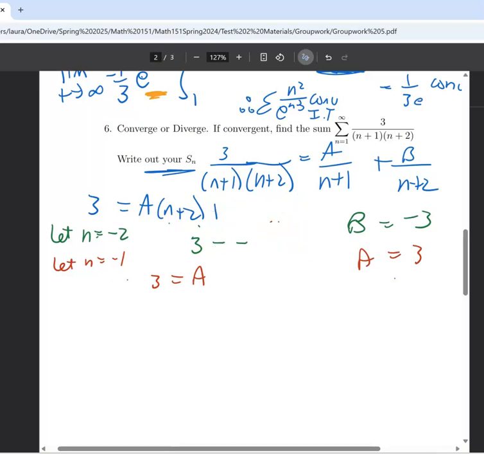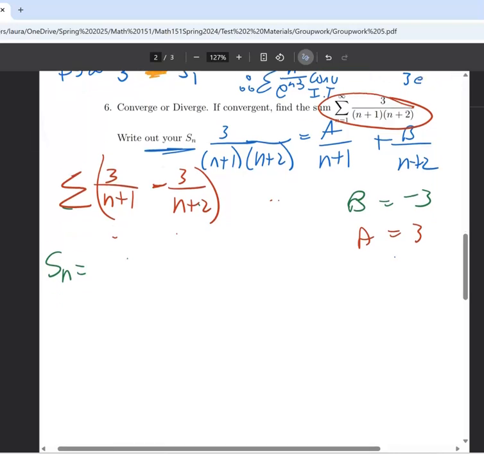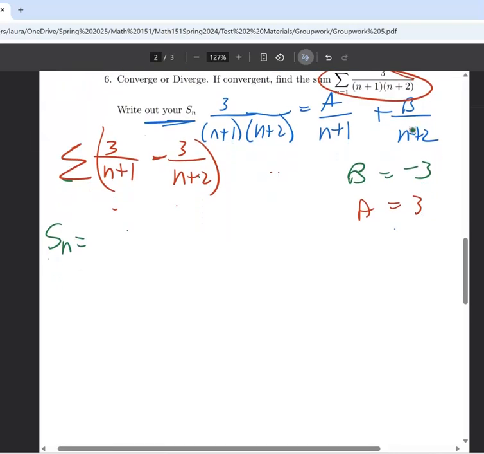Okay, so now let's make sure we put them in the right places. And again, I'm rewriting the sum, right? So this sum turns into the sum of 3 over n plus 1 minus 3 over n plus 2. So this is where you have to be careful not to split up the sum, but now it's your job to find out what the S sub n is. And the S sub n is the sum of the first n terms.